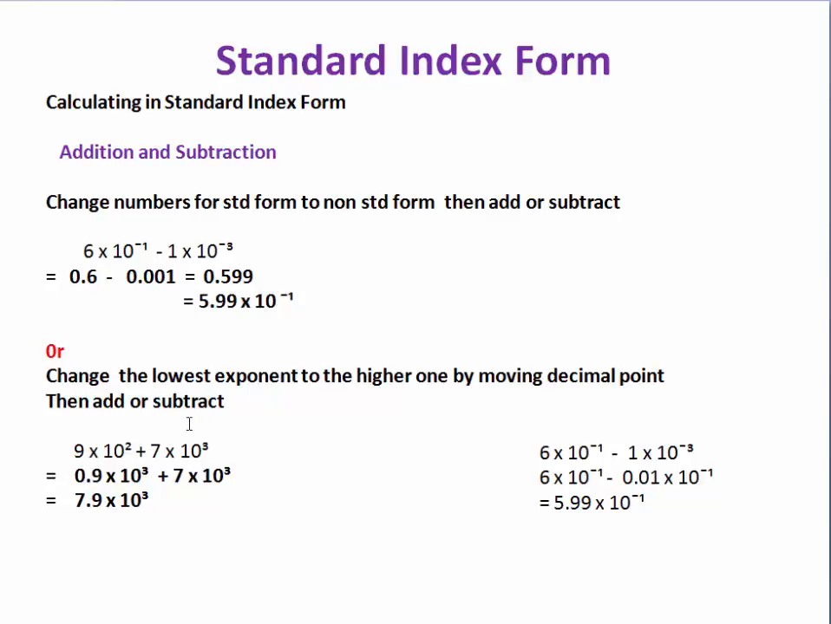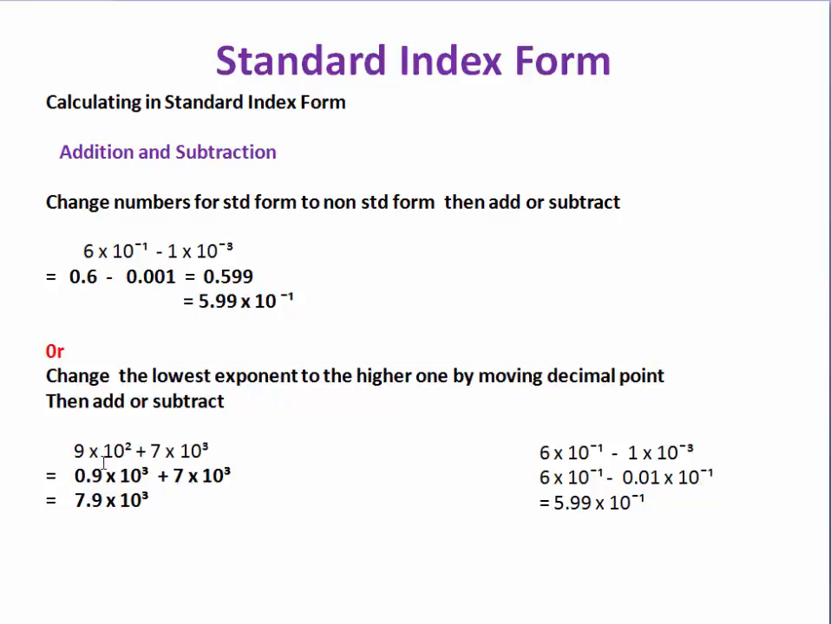The other method of adding and subtracting is to change the exponent using this law, or this rule that we had previously. Change the lowest exponent in our calculation to the higher one, and then add or subtract. So if we've got 9 times 10 to the power 2 plus 7 times 10 to the power 3, this is the lower exponent. So increase this to 10 to the power 3.